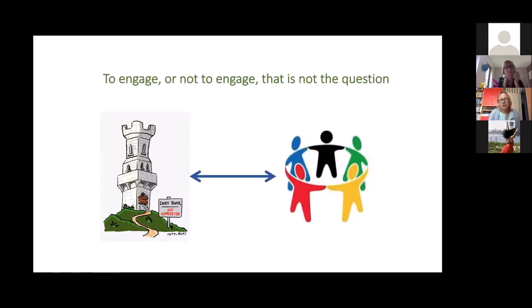So, to engage or not to engage, which is a question that many scientists are struggling with, actually, I would argue that's not the question. We inevitably engage, and the question that matters is how. How do we do this in a way that results not just in effectiveness, but also in democratic legitimacy?